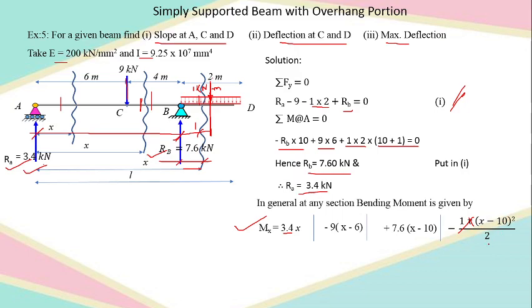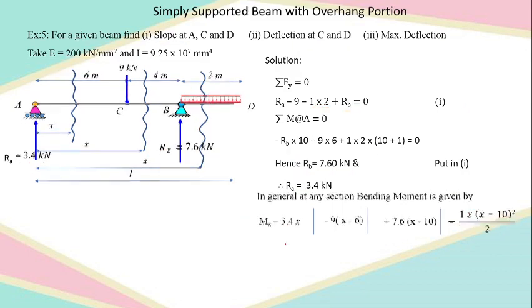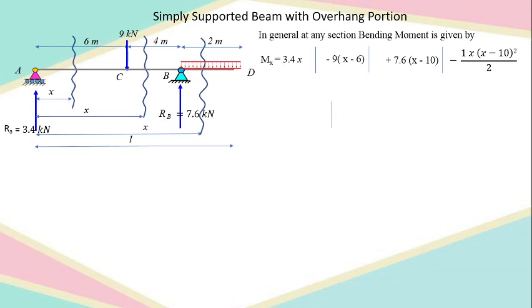So utilizing this equation in the governing equation of double integration. Here is the governing equation: EI d2y by dx square is equal to Mx. The Mx value we have already established. Mx is nothing but the generalized equation for the bending moment with respect to every section which we have observed earlier. Now I am substituting the values.